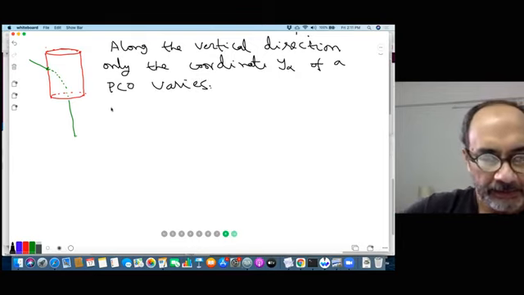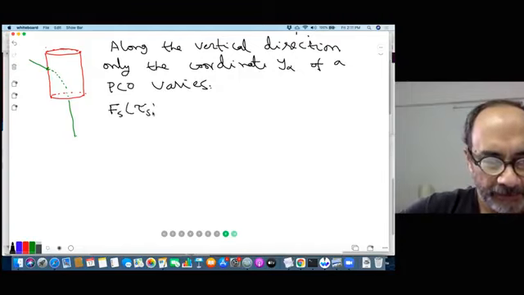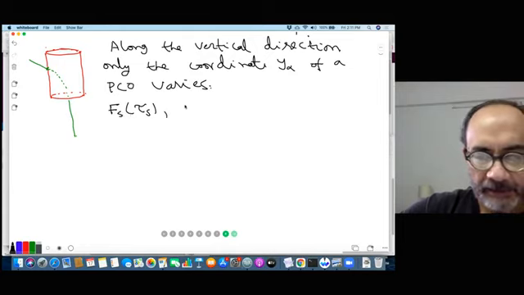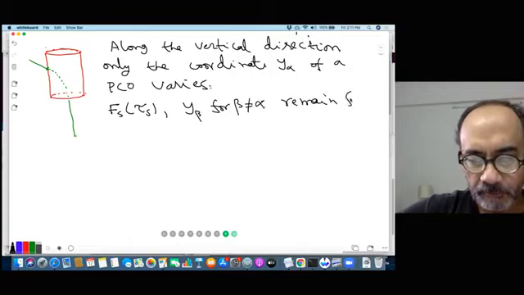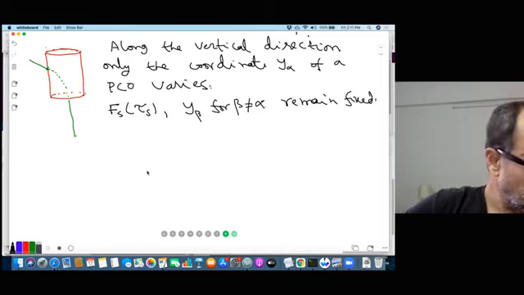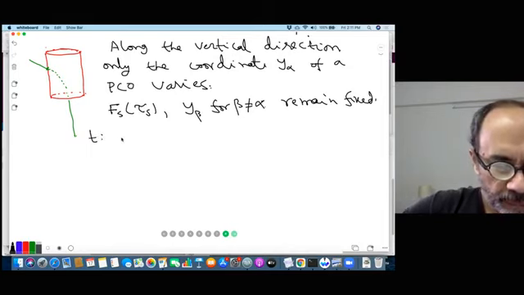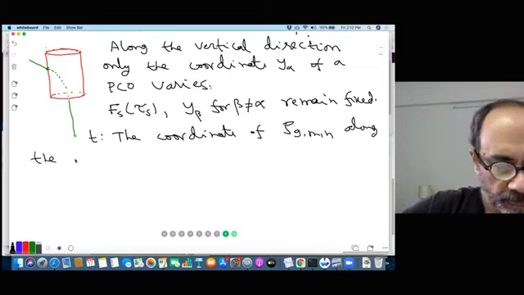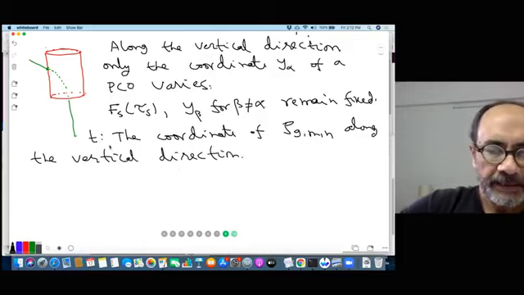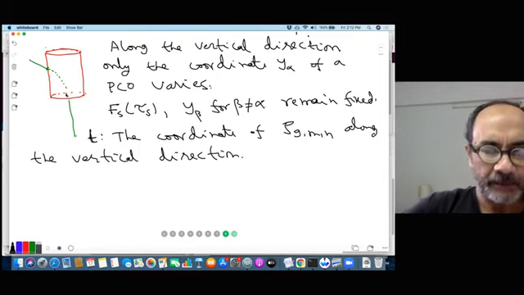So the Fs of tau s, remember, this Fs remains fixed. Then y beta for beta not equal to alpha, all these remain fixed. So let's denote by t the coordinate along the vertical direction. And the idea is that we are going to do the t integration first, the vertical direction, and then we will integrate over the rest, this circle, which is the orthogonal direction of the cylinder.